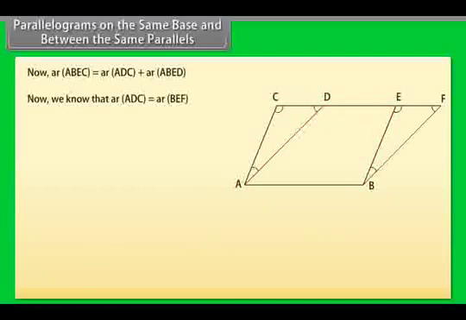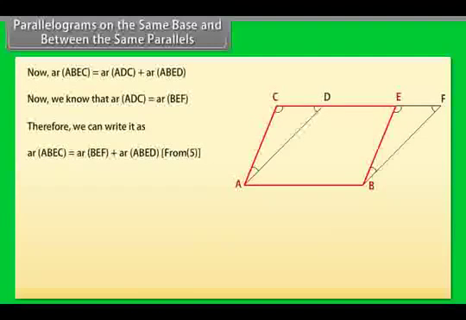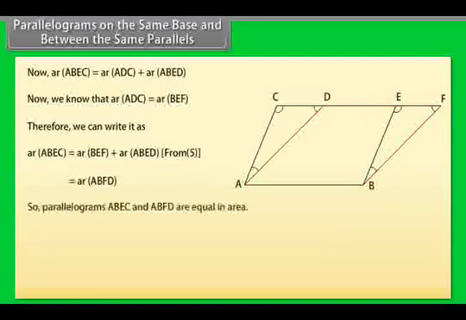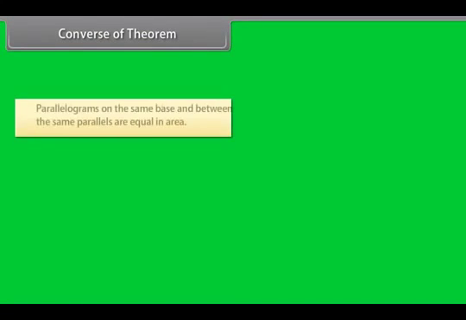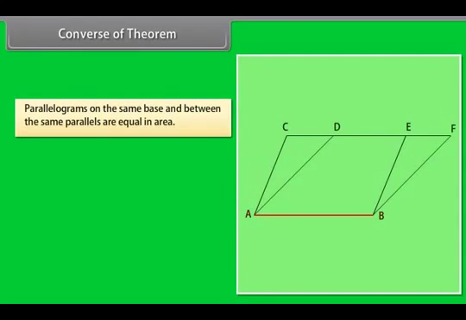Now, area of ABEC is equal to area ADC plus area ABED. Now we know that area of ADC is equal to area of BEF. Therefore, we can write it as area ABEC is equal to area BEF plus area ABED from 5, which is equal to area ABFD. So, parallelograms ABEC and ABFD are equal in area. So we have proved that the parallelograms on the same base and between the same parallels are equal in area.